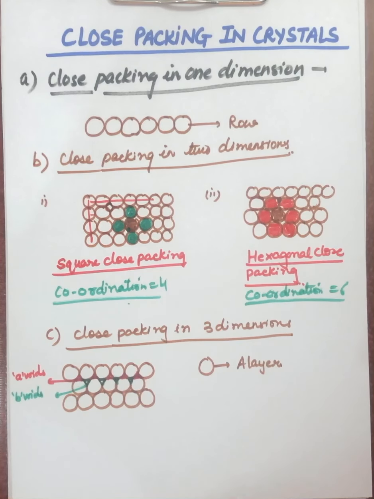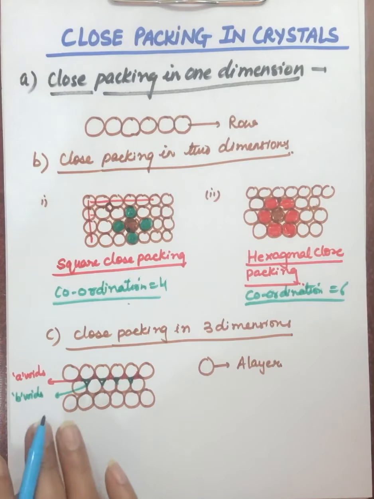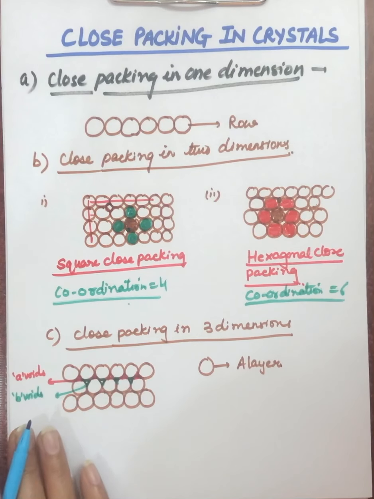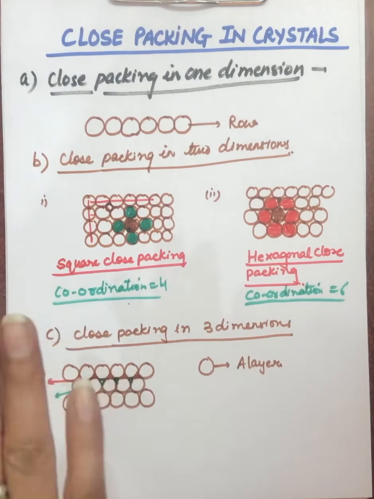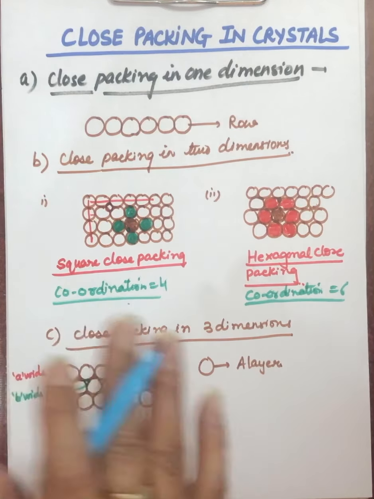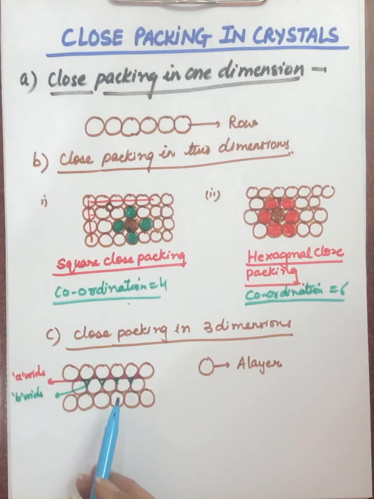And that is possible by keeping the particles of the next layer that we have to place above this. The next layer particles will be above this. So by keeping the particles, we are making the layers, and for that we are using these voids. So either we can place the particles of the next layer above A voids or above the B voids. So choose any one.